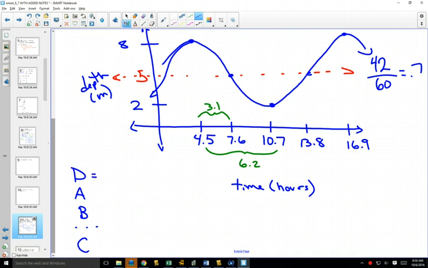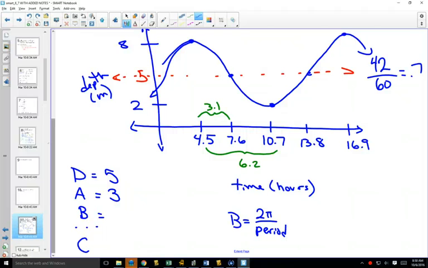So first of all, what's our d value? Close. D value is our center line. So our center line is going to be 5. What's our amplitude? Distance from that center line to a maximum or a minimum. Our amplitude is going to be 3. Now our b value comes from our period. Our b value is equal to 2 pi divided by our period.